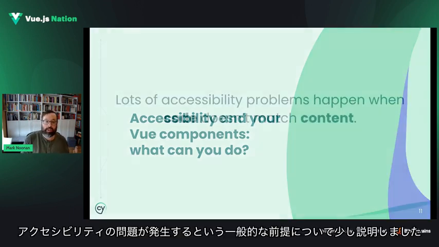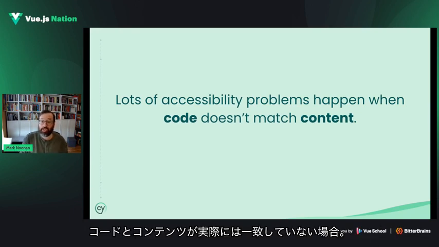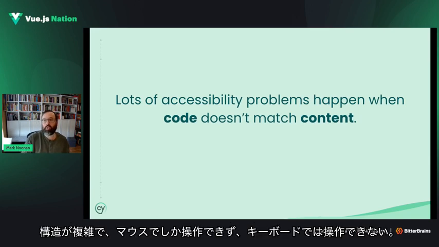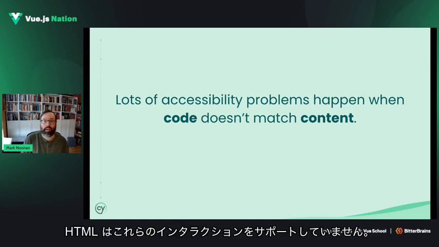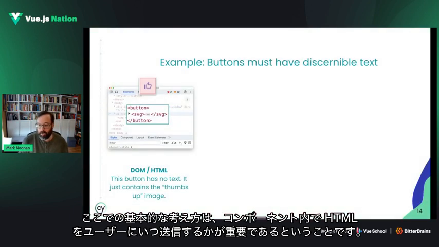So we had covered a little bit of the general premise that accessibility problems happen when the code and the content don't really match up. So you're seeing one thing on the screen, but it's not reflected at all in the HTML structure, or you can only use things with the mouse, but not with the keyboard, because the HTML is not supporting those interactions. The underlying idea here is that it matters what HTML we ship to users in our component.